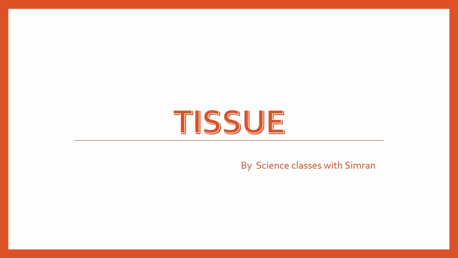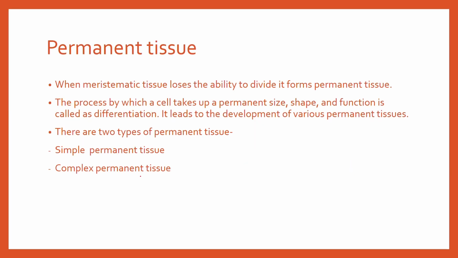In that video I was discussing the brief introduction of tissue and also covered plant tissue and one topic of plant tissue, that is meristematic tissue. So in this video I will be talking about the permanent tissue. So let's start with the permanent tissue. As you all know, plant tissues are of two types, meristematic tissue and permanent tissue.